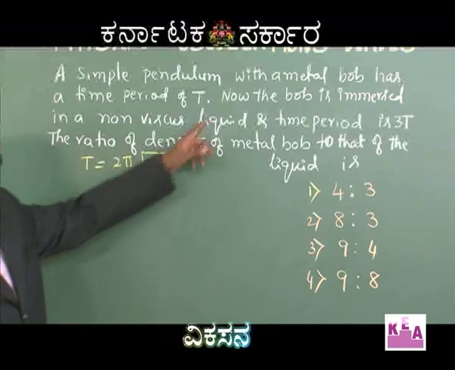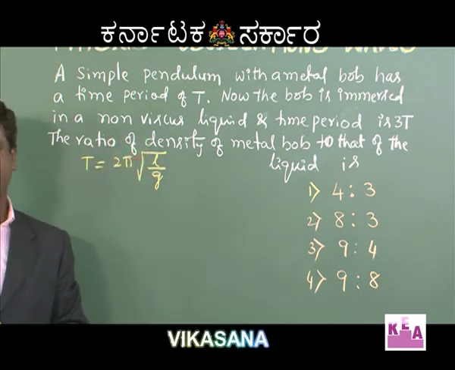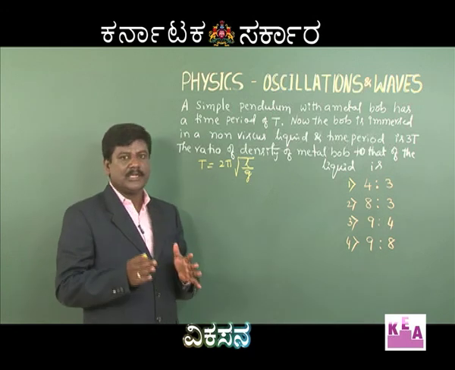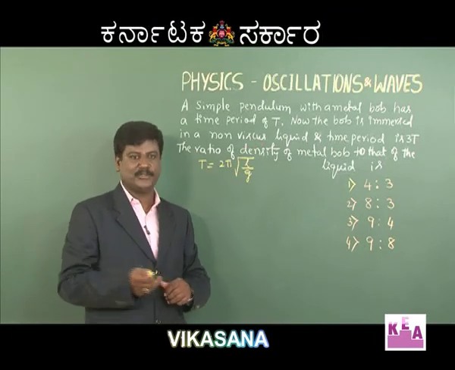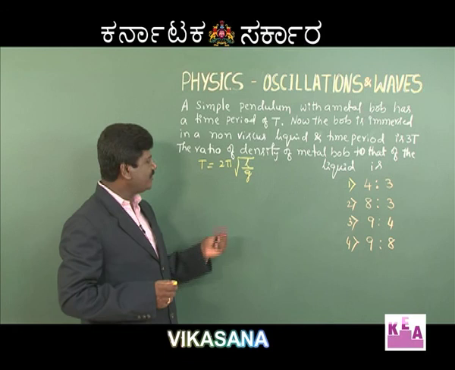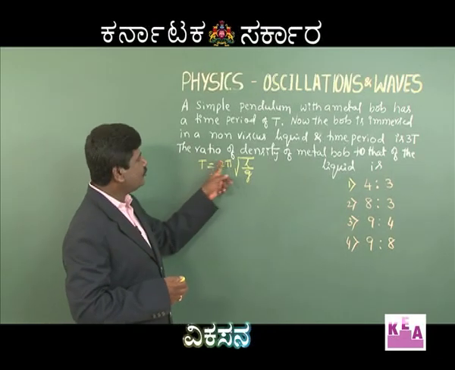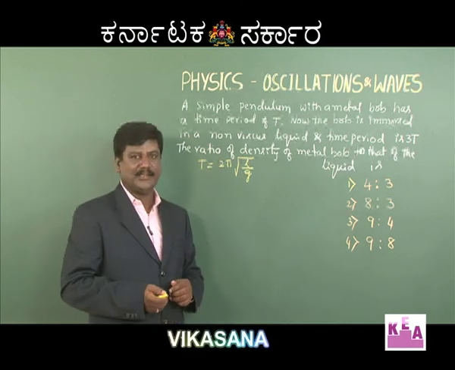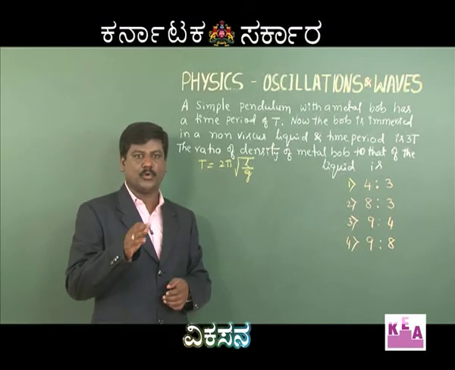Next, the second part. Now, the bob is immersed in a non-viscous liquid. In the case of a highly viscous liquid, the oscillations of the pendulum die out, and the period of oscillation becomes infinity. But the simple pendulum executes simple harmonic motion even in a non-viscous liquid. Therefore, this problem is based on the application of a simple pendulum in a liquid. When the bob of the pendulum is immersed in a liquid, its time period increases to 3T. We need the ratio of the density of the metal bob to that of the liquid. So, let rho 1 be the density of the metal bob and rho 2 the density of the fluid or liquid. We have to calculate the ratio rho 1 to rho 2.